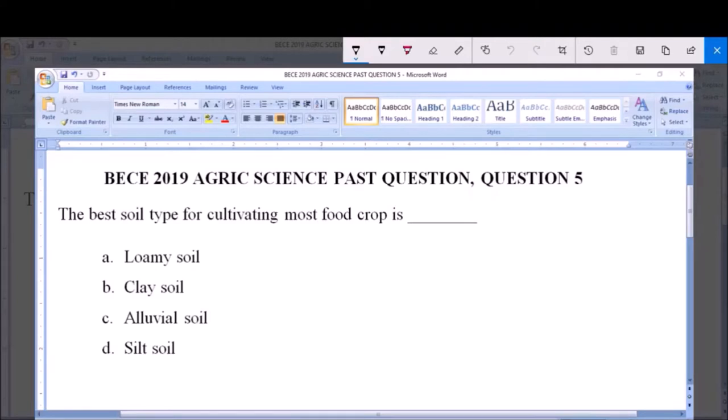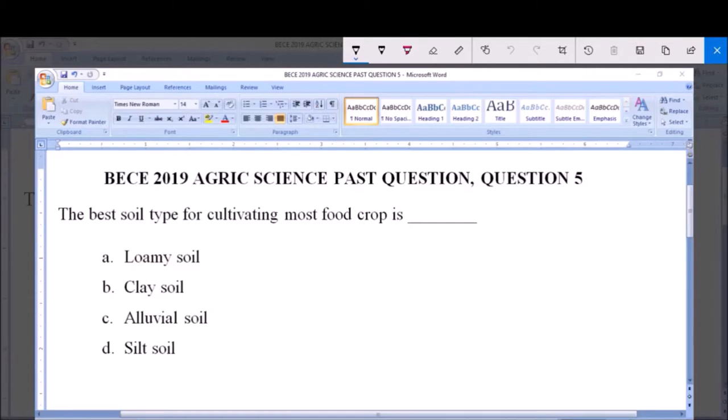Today we're going to be dealing with BECE 2019 Agric Science Past Question, Question 5. The best soil for cultivating most food crops is dash. A. Loamy soil, B. Clay soil, C. Alluvial soil, and D. Silt soil.